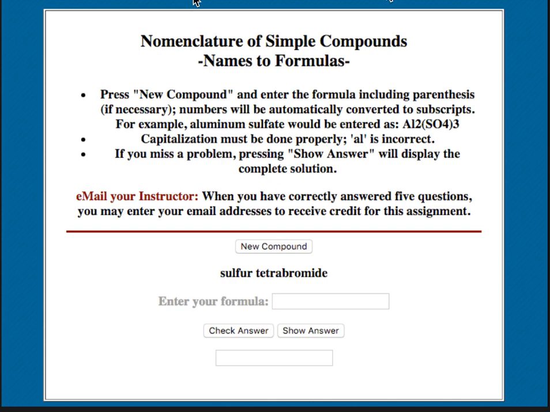So, sulfur tetrabromide. Sulfur is an S, tetra is 4, and this is Br. This is 1 sulfur, 4 bromines, and you write it like that. Do this one before I say anything.